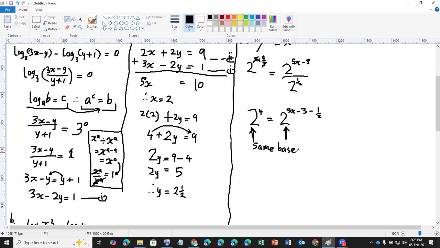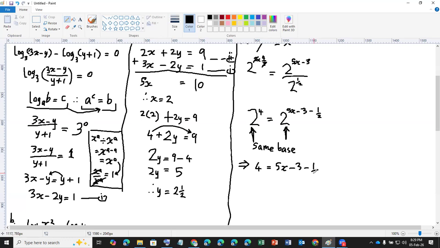Yes, sir. We're not dividing, we're not multiplying. So it's not a case of canceling. We're just saying that whenever there's the same base, this implies that the powers must be equal. So that means the powers: 4 must be equal to 5x minus 3 minus a half.